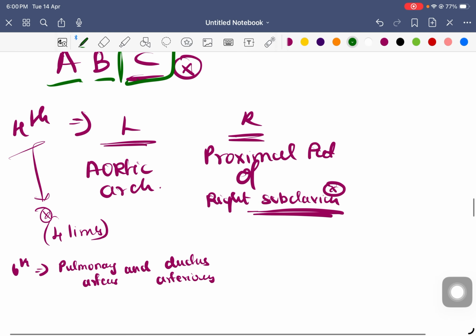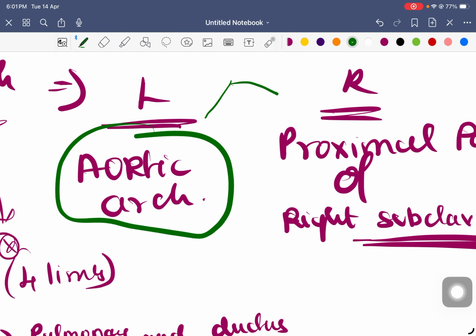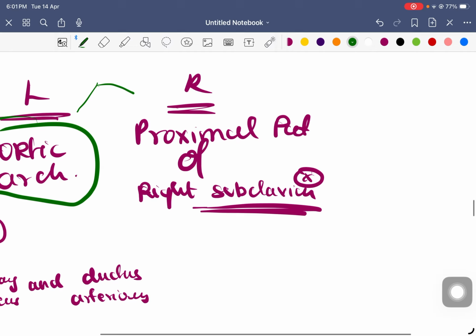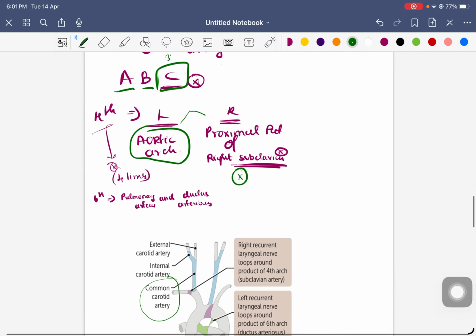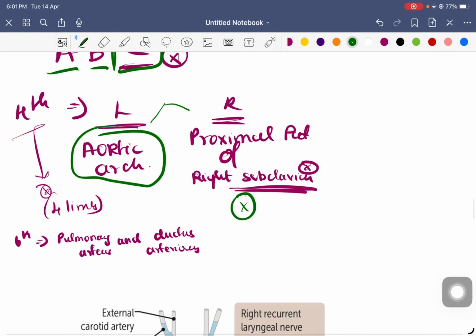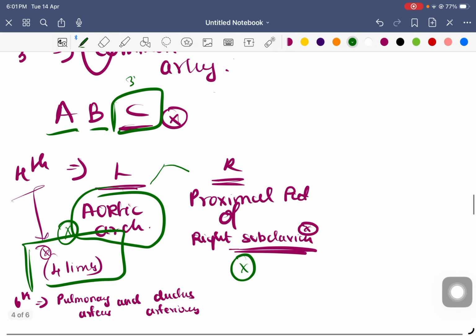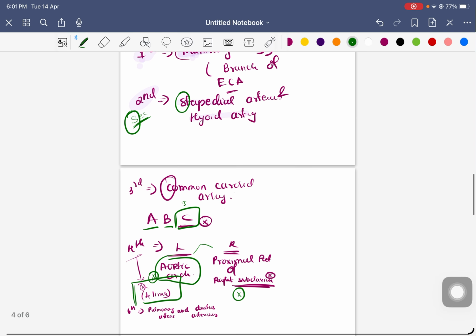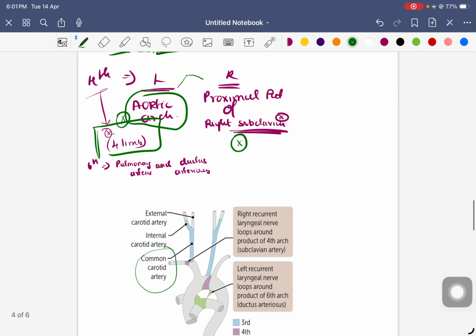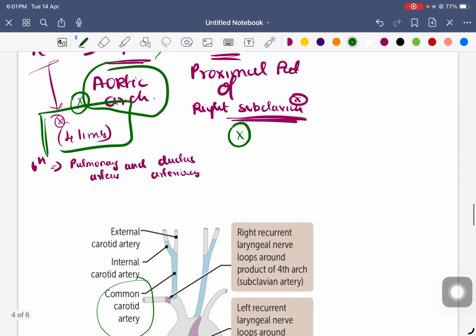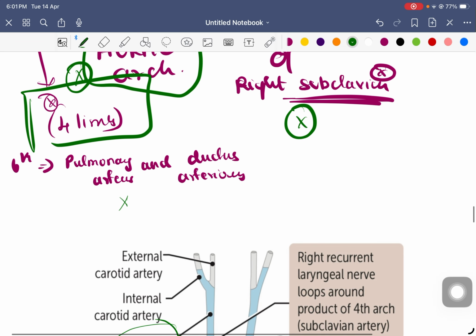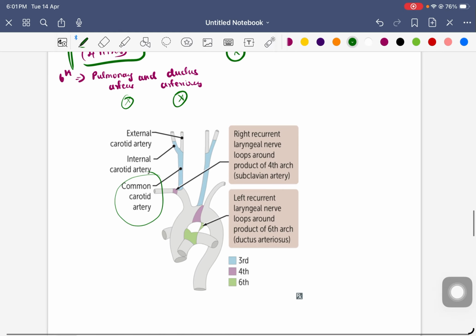The fourth one has two parts, the left one and the right one. On the left it forms the aortic arch and on the right it forms the proximal part of the right subclavian artery. Here we can remember it as we have four limbs, so fourth arch. The sixth one is the pulmonary artery and ductus arteriosus.